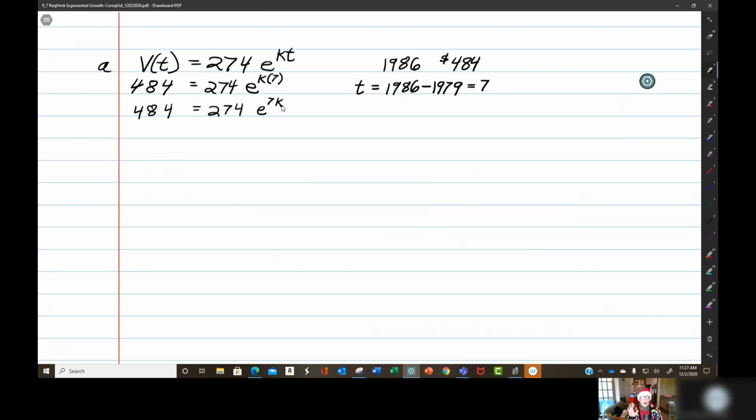However, before I take the ln of both sides, I have to do step 1, which is to divide both sides of the equation by the number in front of e. And don't put it in your calculator.